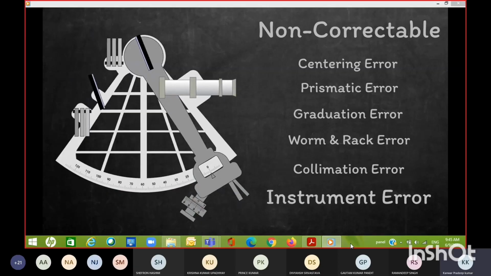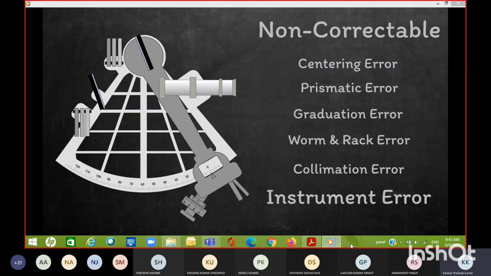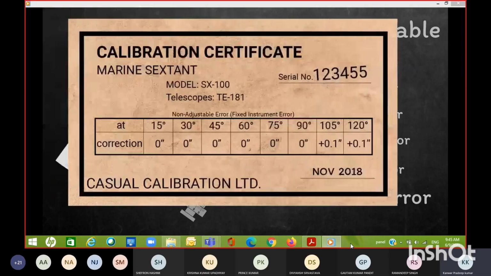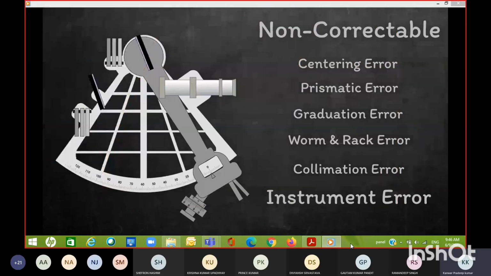And finally we've got instrument error. This is actually just a total of all the non-correctable errors that we've already discussed. It gives the user an easy way to apply all those manufacturing errors to their readings. Sextants come with a calibration card which gives this instrument error. In theory, the error should be negligible, but you can see from this example card that as the sextant reaches its extreme setting, you do need to take account of the instrument error.